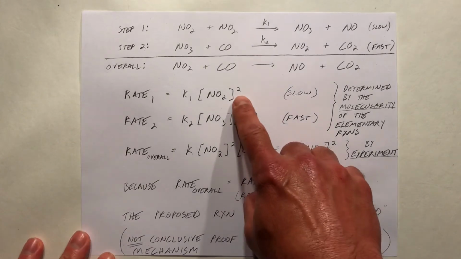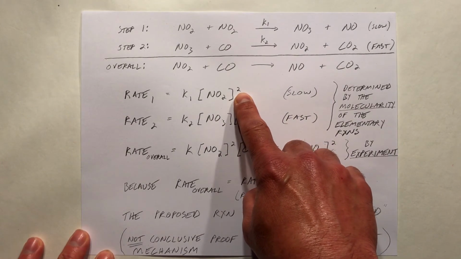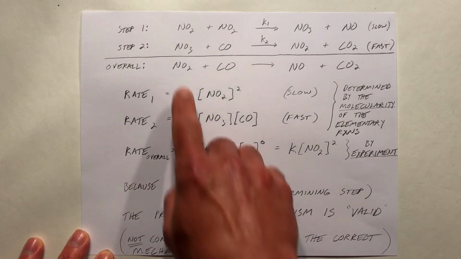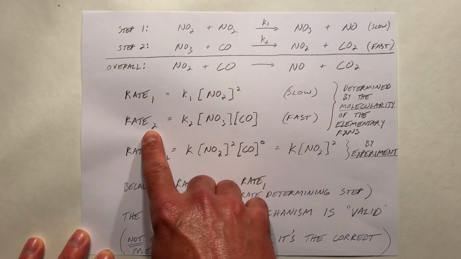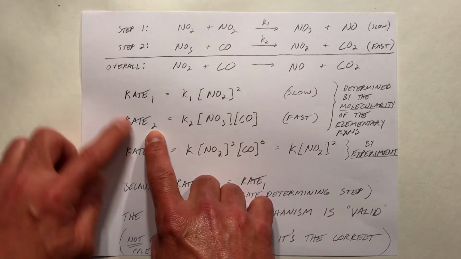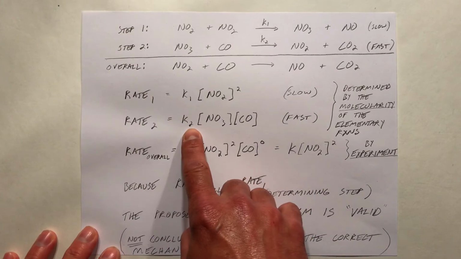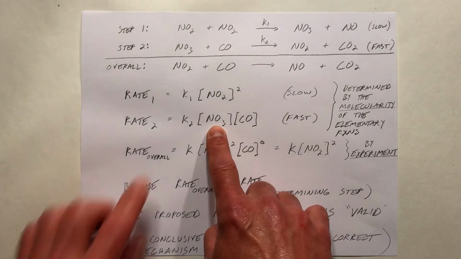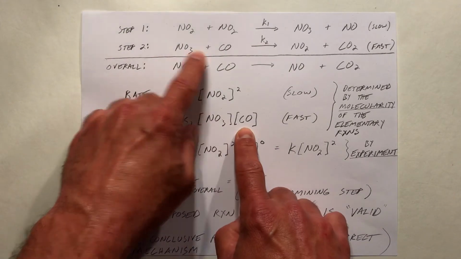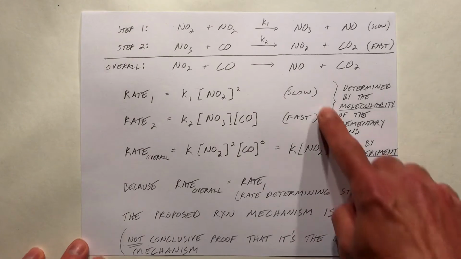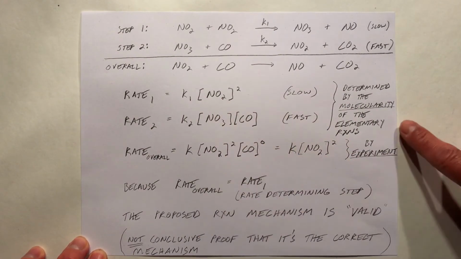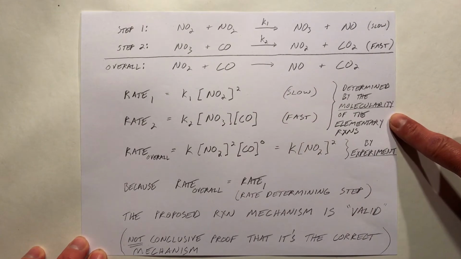The rate law for a bimolecular reaction where both reactants are the same would look like that. And the rate law for the second step would be: rate of the second reaction, or rate subscript 2, is equal to our second rate constant, k subscript 2, times the concentration of NO3 times the concentration of CO. Now this is the slow reaction, and this is the fast reaction. And both of these rate laws are determined directly from the molecularity of the elementary reactions.